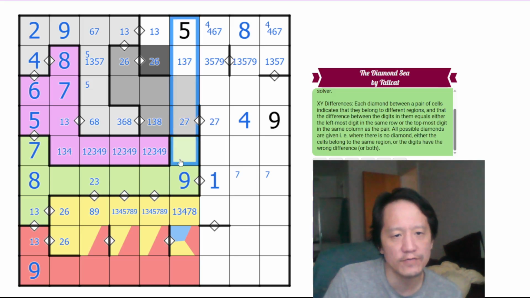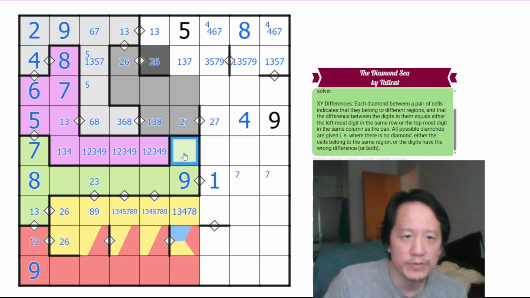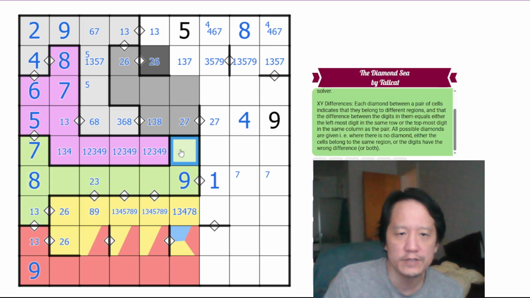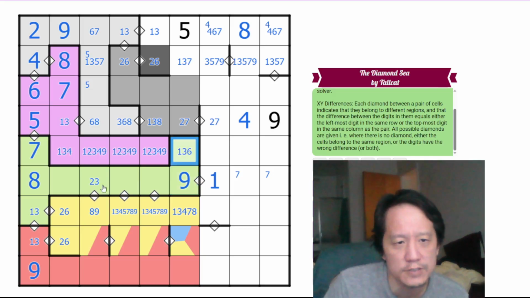Cannot be 5 either. So what digits can this be? It can't be 2, 4, 9, 5, 7, or 8. So it could be 1, 3. No 2, 4, 5. It could be 6. So those are the only possibilities there.